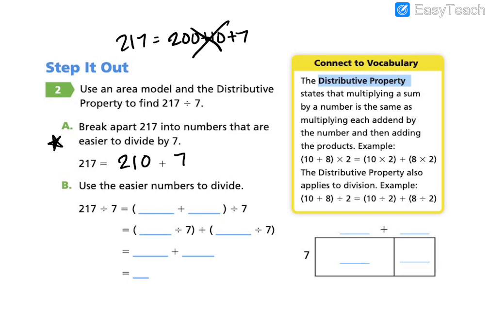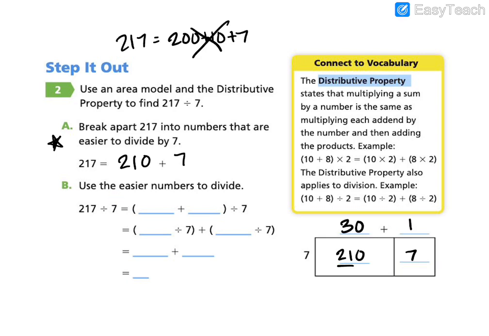So I know that my 2 partial dividends are 210 and 7. I can think about 210 as 21 tens. 21 divided by 7 is 3. So 21 tens divided by 7 is 3 tens. 7 divided by 7 is 1.